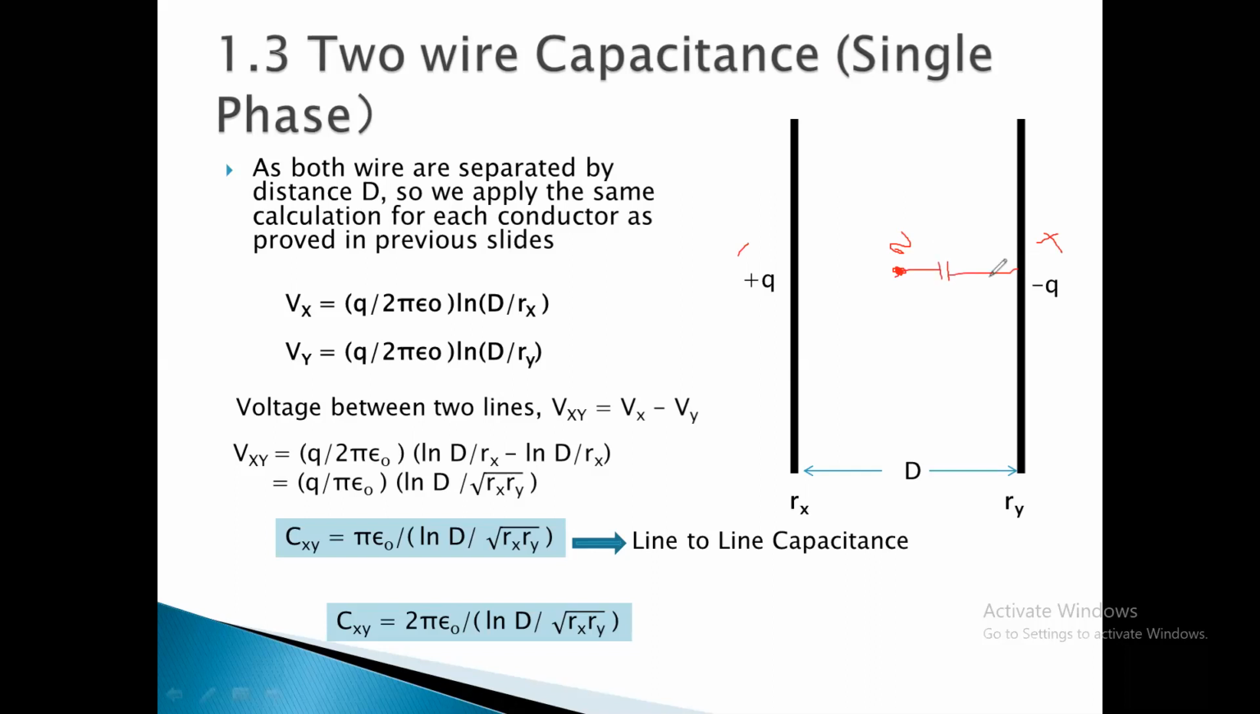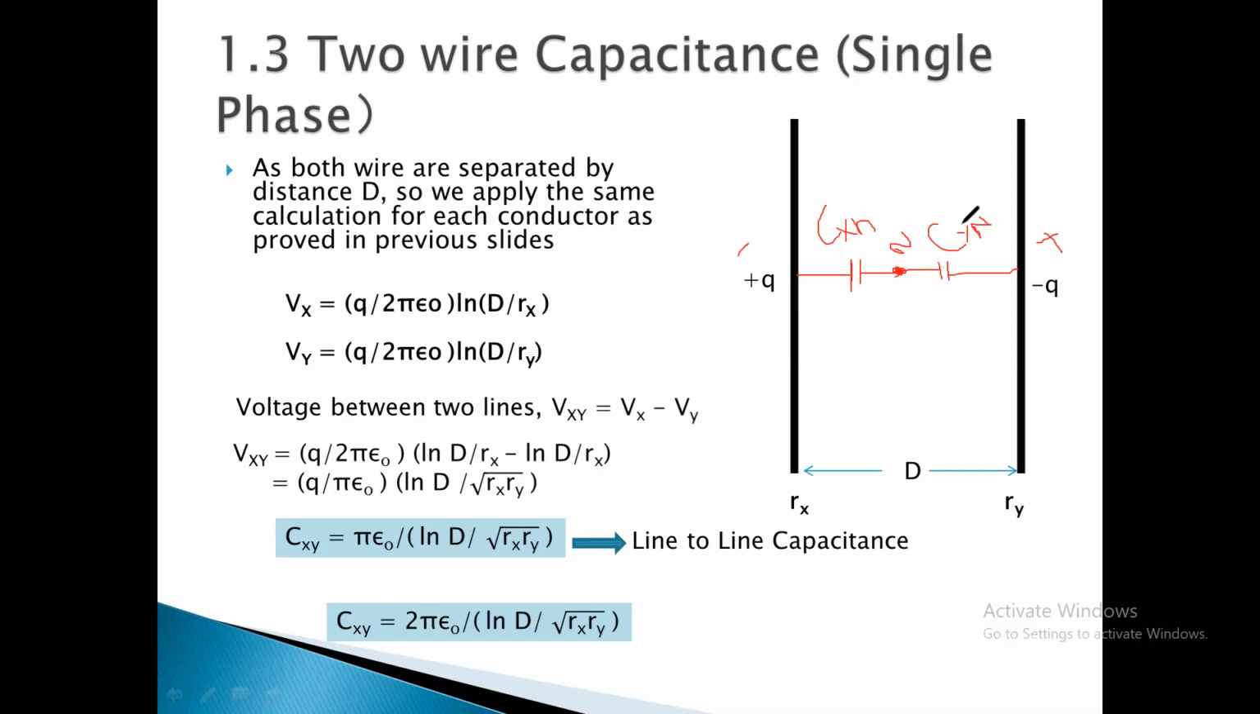One will be here and one will be here. Because you know that N, ground, will also act as a conductor. So there are 2 capacitances here. I can call this one CXN, and this one CYN. So this is CXN, this is CYN.